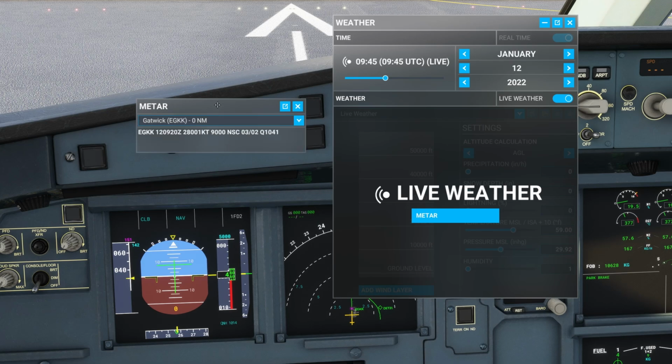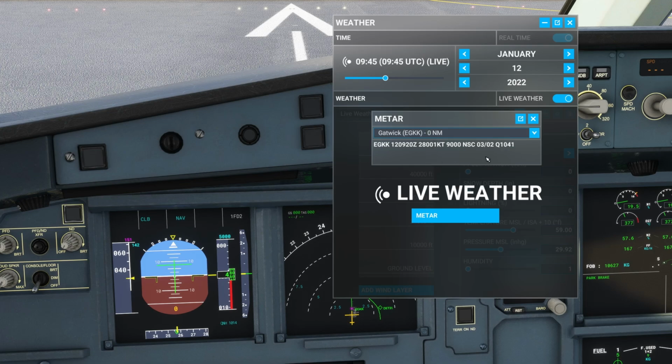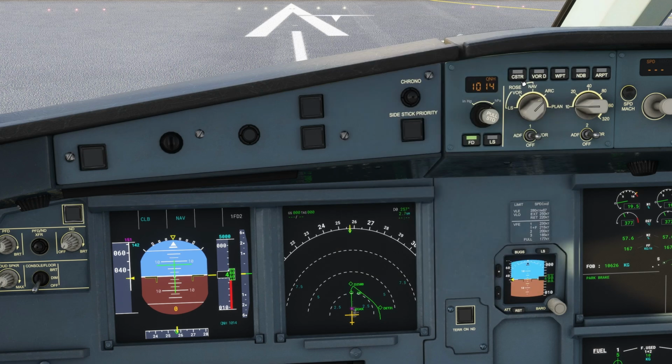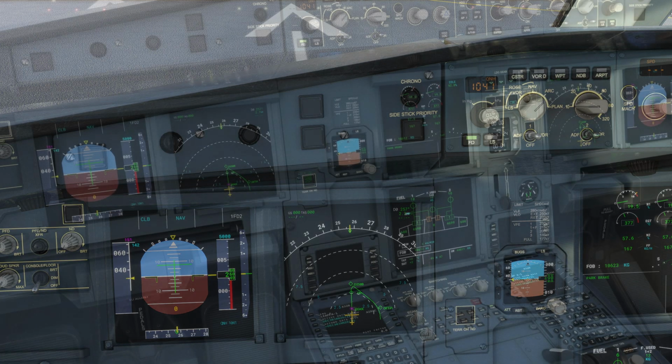So I've pulled up the METAR for Gatwick, Echo Golf Kilo Kilo, and there I can see its winds are 1 knot at 280 degrees and my QNH is 1041. After takeoff and once I'm through the transition level, I'll have to change to standard pressure, which is 1013 hectopascals. But right now I need to change to 1041 hectopascals. There we are, that's set, and we can see that the altitude on the main display has changed, now displaying just over 200 feet, which is approximately correct.